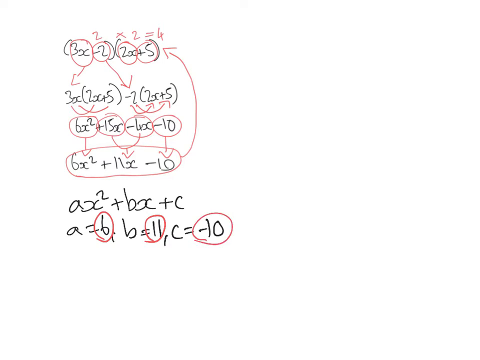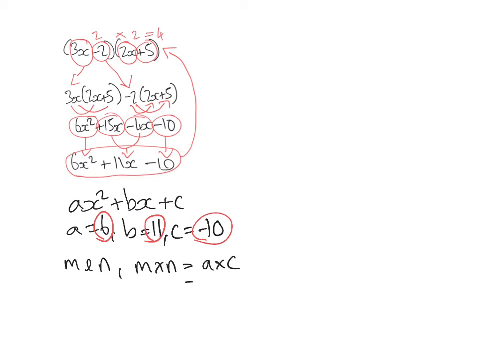Okay, now the reason we need this is because, as I said, we're going to factorize backwards. We're going to go from 6x squared plus 11x, take away 10, to the brackets that created them in the first place, which is called factorising. Now, to do that, we need to find 2 numbers first. 2 numbers which we're going to call m and n, okay? Such that m times n, so their product, equals a times c, okay?